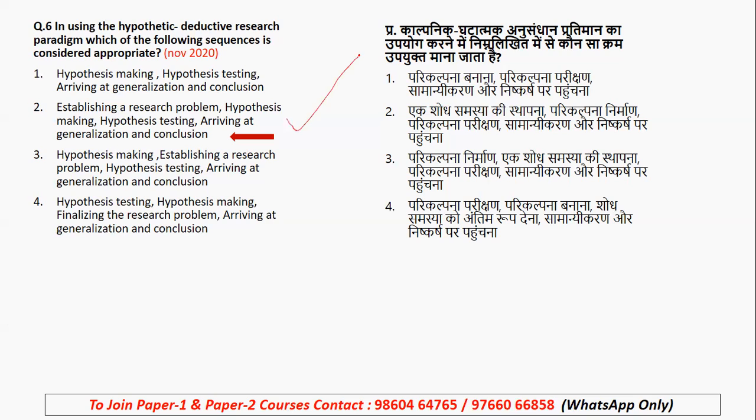That is coming with a problem, then making a hypothesis, and then coming up with what? Basically, this is what it will result in: establishing a research problem, hypothesis making, hypothesis testing, or arriving at a generalization and a conclusion.